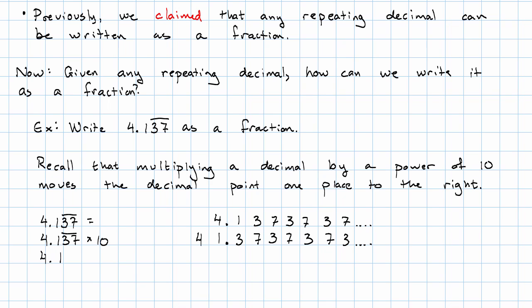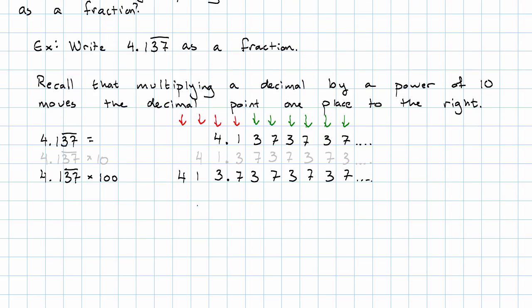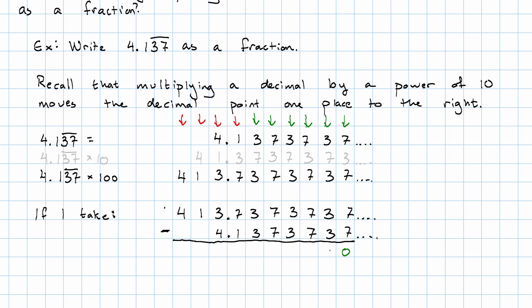What if I take 4.137 repeating times 100? That's 413.7373737. Okay, let's take this middle row and ignore it. Notice what happens. These first several columns are different, but after a while, all the digits line up exactly the same. If I take the bigger number minus the smaller here, in this column I'll get 0, 0, 0, 0, 0, 0. And the same thing with all the columns off to the right, because they're going to just continue this pattern of sevens, threes, sevens, threes.